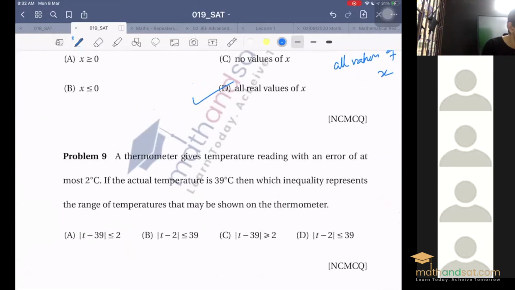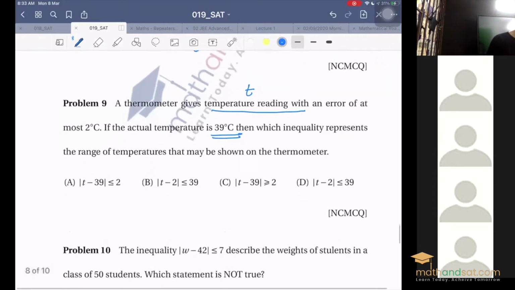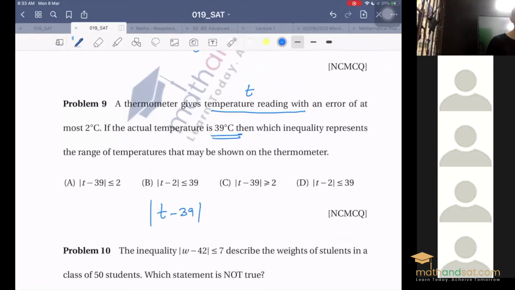So a thermometer gives temperature reading. Let the temperature reading be T. There is an error of at most 2 degrees. The actual value is 39 degrees. The reading on the thermometer is T. The difference between the reading and the actual value is going to be an error. What is that error? The actual value minus the reading, but you have to take the absolute value. So modulus of T minus 39 is the absolute value of the error.